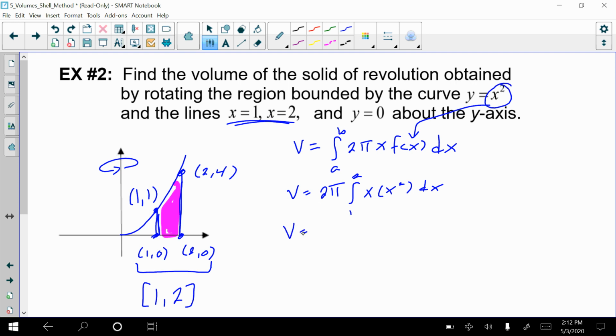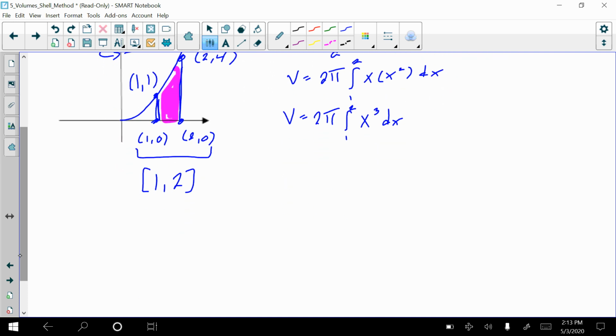So at this point, go ahead and start working through the rest of the problem. So we have 2 pi from 1 to 2 for our interval. The integrand will simplify to be x cubed dx. And now we can start taking the antiderivative. So I'm going to say 2 pi times 1/4 x to the 4th, evaluated from 1 to 2.